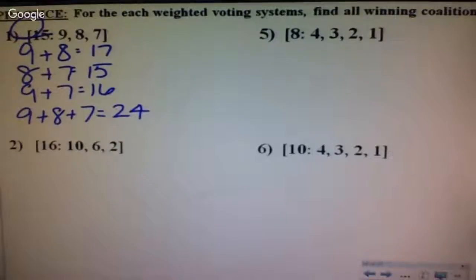What's tomorrow? Tomorrow is where we figure out who's a dictator, who's a dummy, and who has veto power. I'm a dictator. You're a dictator?